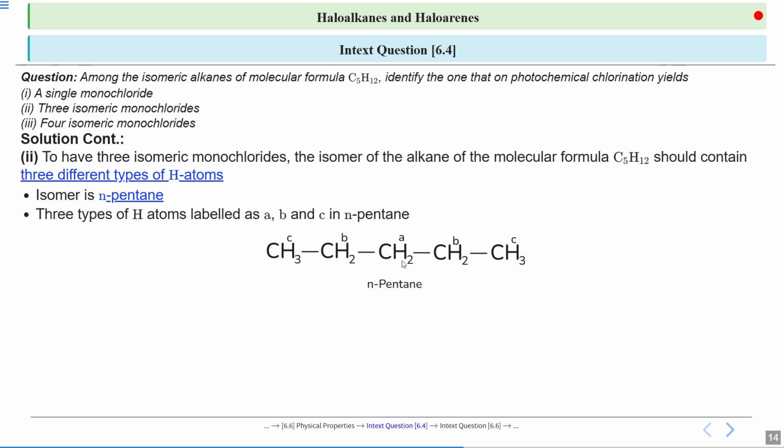Okay, the A type of hydrogen is present at the very center, the B type is present at the second carbons, okay, and the C type of hydrogen is present at the first carbons or terminal carbons. This is n-pentane, containing 3 different types of hydrogen atoms. Replacing these 3 types of hydrogen atoms can give you 3 isomeric monochlorides.